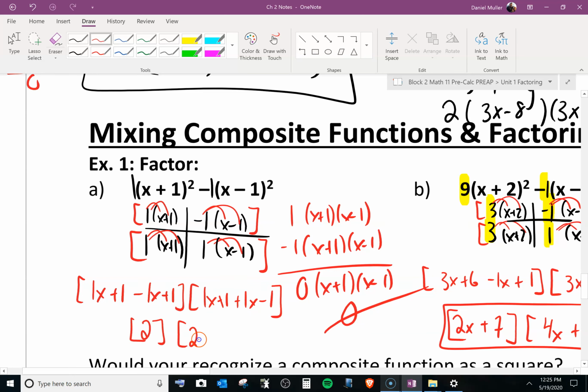1x plus 1x is a 2x. 1 minus 1 is 0. So this 2 times 2x, but this is factored, but it even could be simplified. This would be 4x. So all of this mess turns out just to be 4x. So this is it in factored form, but we can simplify it even further to 4x.